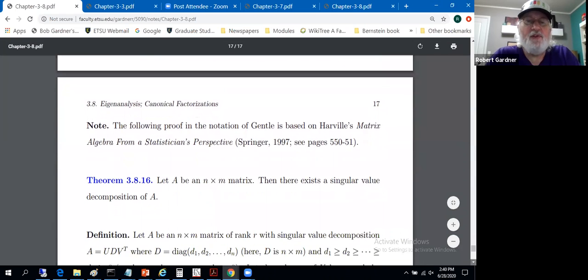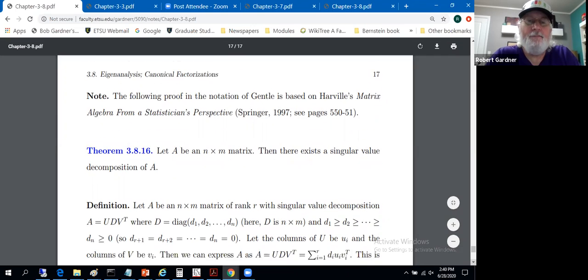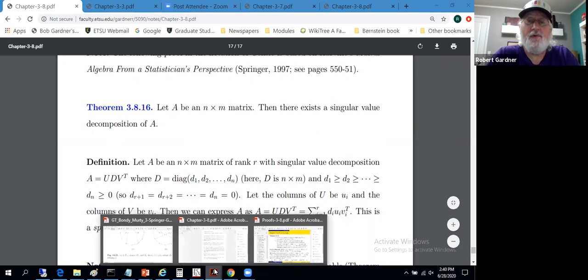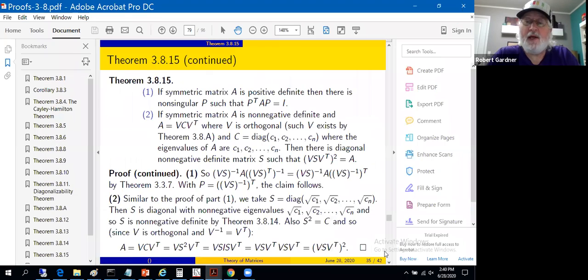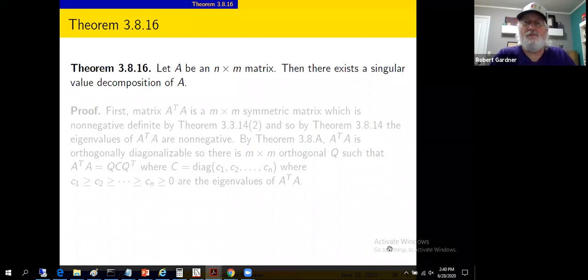The following proof is from Harville's book and says, no constraints on matrix A, just let it be n by m. There exists a singular value decomposition of matrix A. All right, so sort of a big claim. Let's go through a proof, not in Gentle, a proof from Harville.